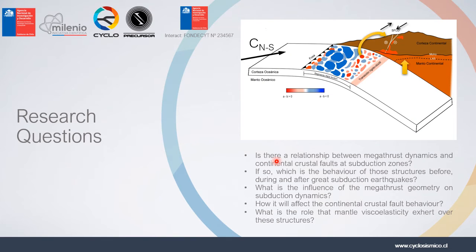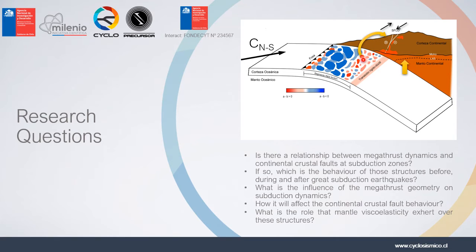So actually, in this context, what we want to do is to try to define if there is a relationship between the megathrust dynamics right here and the continental crustal faults related to subduction zones, which is the case for the Liquiñe-Ofqui fault system. So if there is a relationship, the idea is to try to define how is the behavior of this structure just before, during, and after some big earthquakes, and that's because there have been observations of active seismicity in this fault in these periods of time. So there is actually a manifestation of a possible relationship between these two structures.